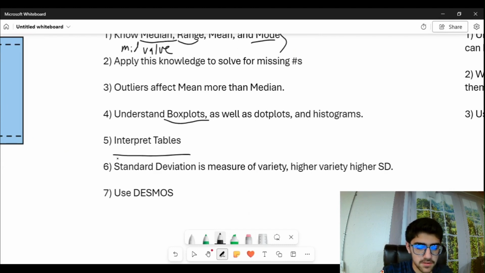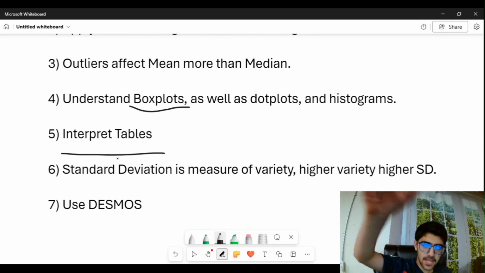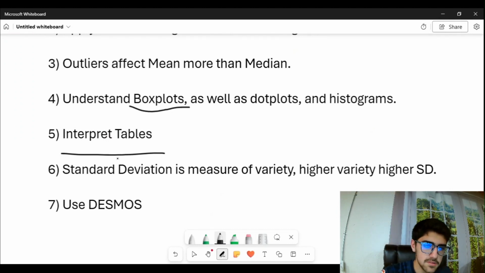Like I said, interpret tables. They might give you a table and the question is going to ask you for one of the mean, median, something like that, or maybe the answer options are tables. This only popped up for me once on the SAT, and it's a standard deviation question. So it's just good to know because it's like a free 10 points if you know it.